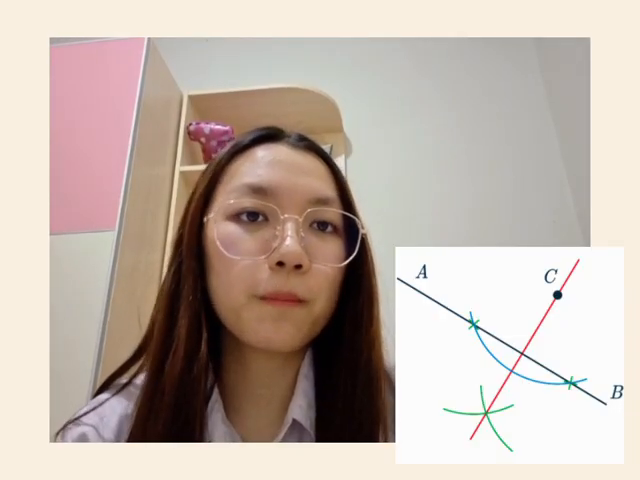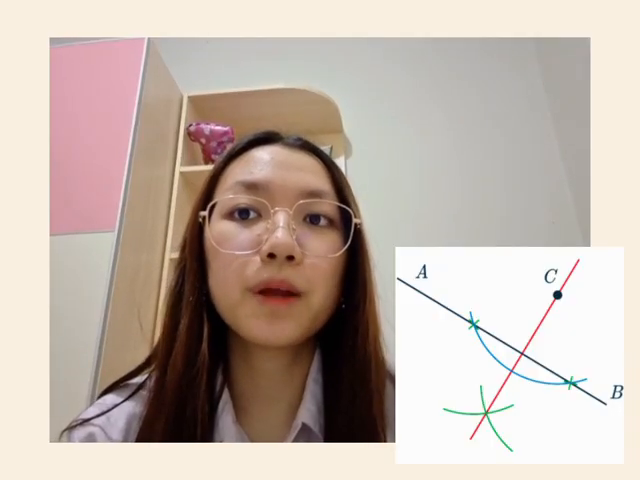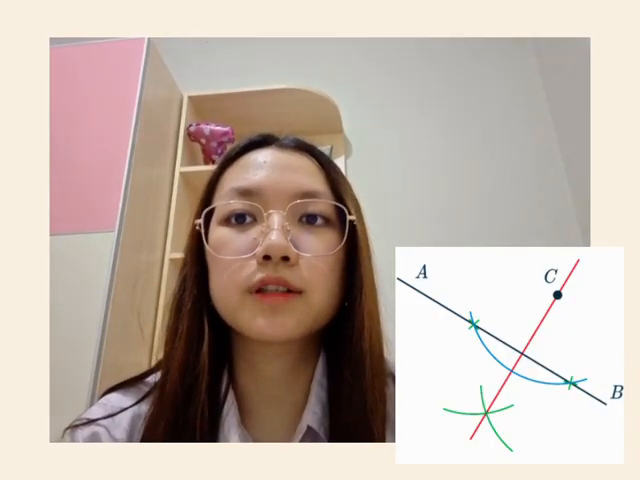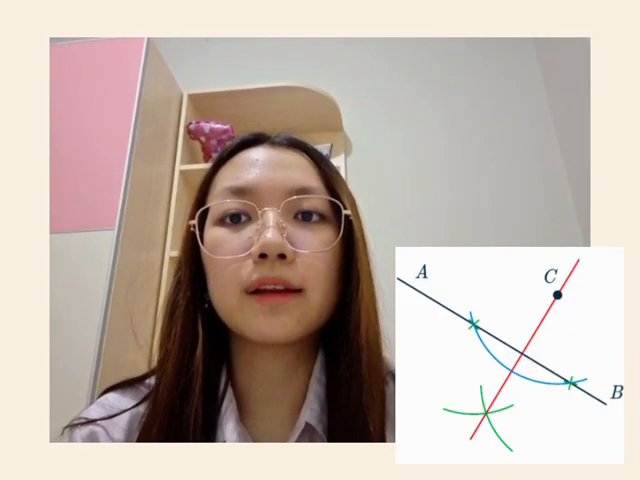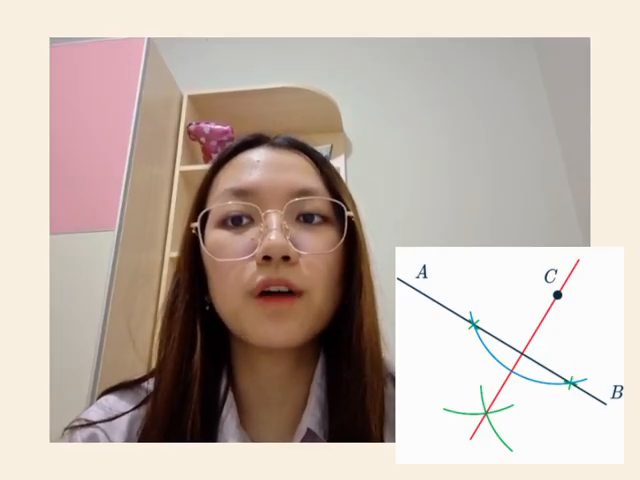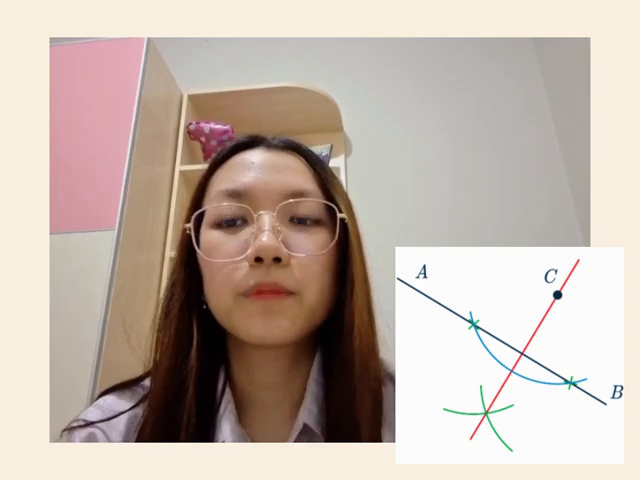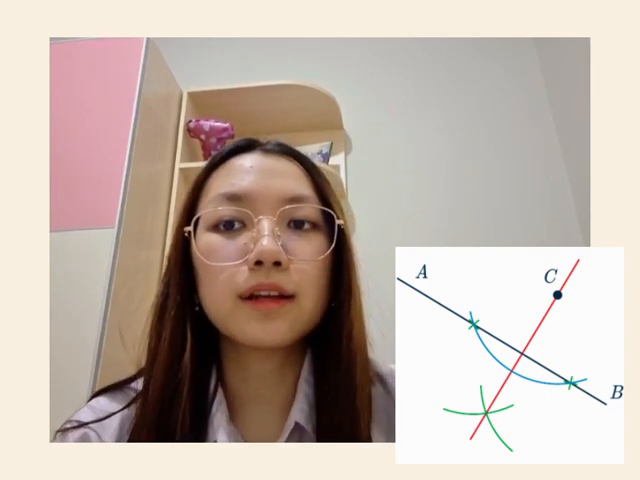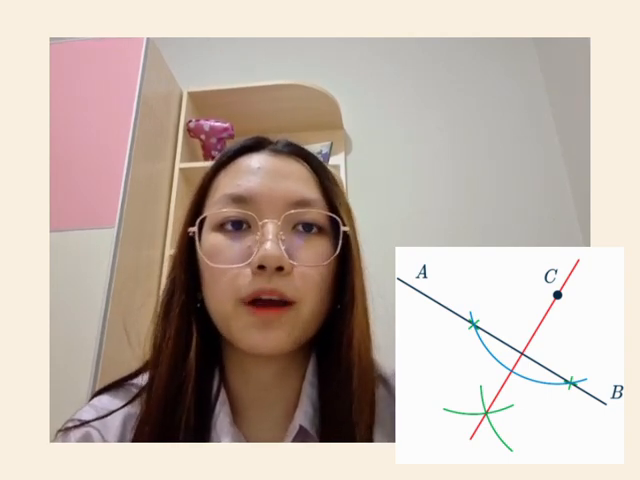With your pair of compasses at the same length, repeat the previous step for the other crossing point. Draw a line that passes through the original point and the point where the last two arcs cross. This line, the red line, is the perpendicular line from a point.